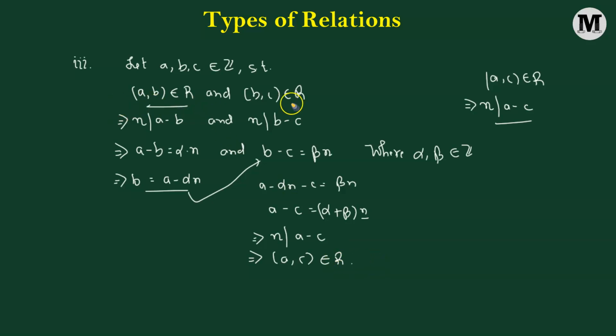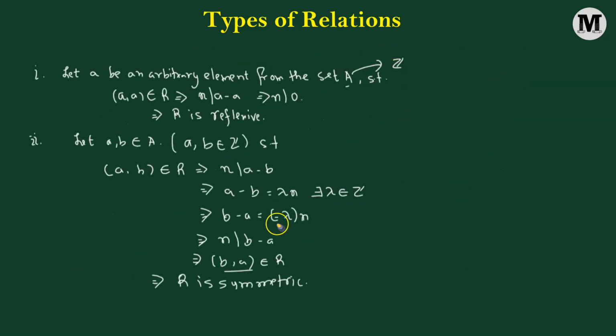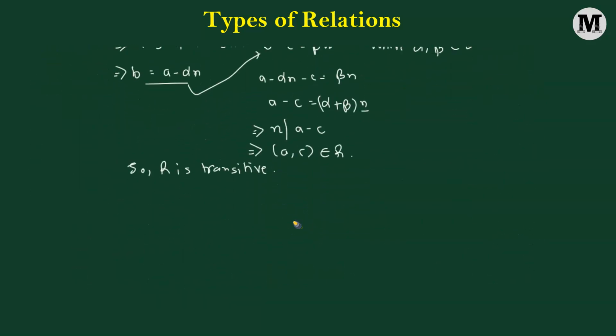So we started out by considering two ordered pairs, a comma b and b comma c, belonging to the relation R, and we were able to show that the ordered pair a comma c also belongs to the relation R. So R is transitive in nature. This is a transitive relation. Now since our relation R is reflexive, symmetric, and transitive, we can say that our relation R is an equivalence relation on the set of integers Z. Hence proved.